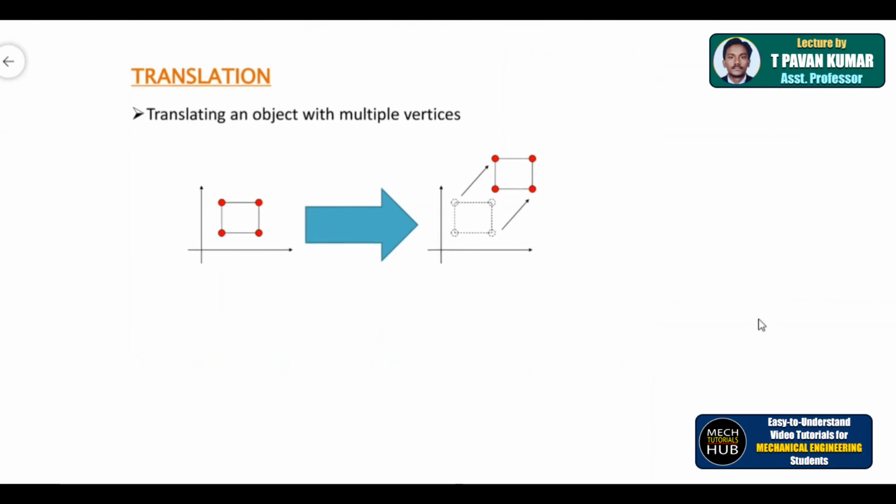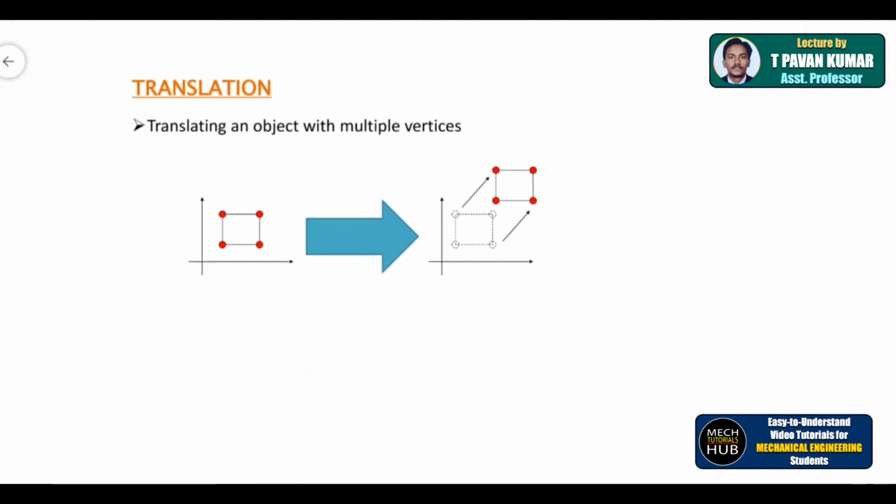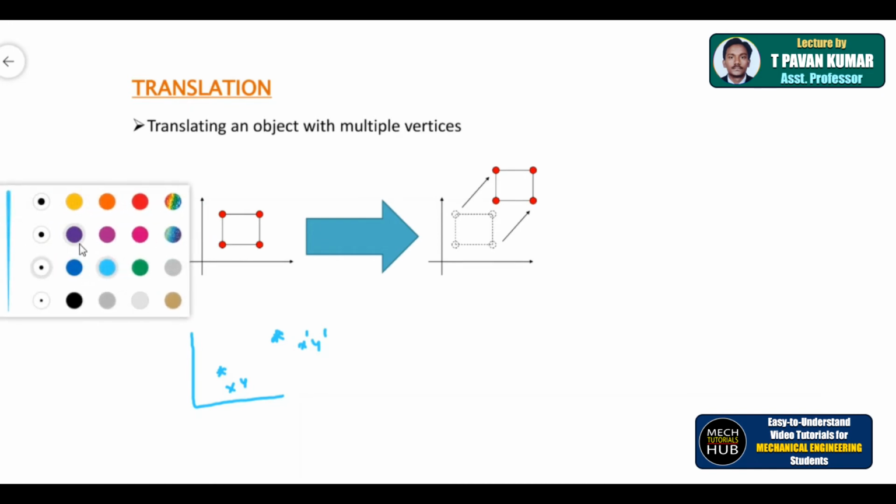Translation, the theory part just now I tried to explain. Translating an object with multiple vertices. From the beginning I'm simply talking about a simple point or a simple line. Here, if this is xy, I'm talking about a simple vertex point. If I reposition this to a new point, that is going to be x prime y prime, and the old position is xy.